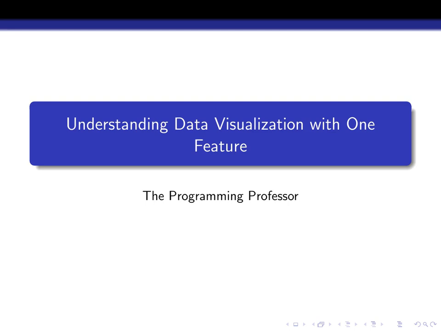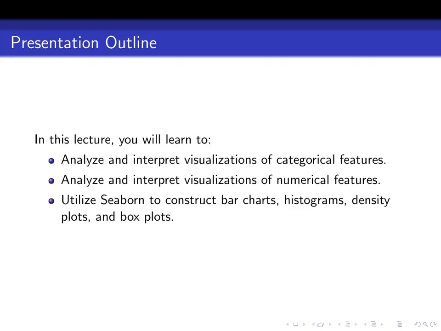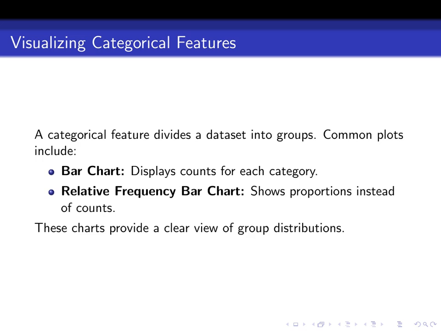Let's jump right in. In this presentation, we'll cover three main areas. First, we'll learn how to interpret visualizations for categorical features, such as bar charts. Second, we'll dive into visualizing numerical features like histograms, density plots, and box plots. Finally, we'll see how to construct these plots using Python and Seaborn. By the end of this video, you'll have a solid understanding of these visualization techniques and how to implement them in code. Let's start with visualizing categorical features.